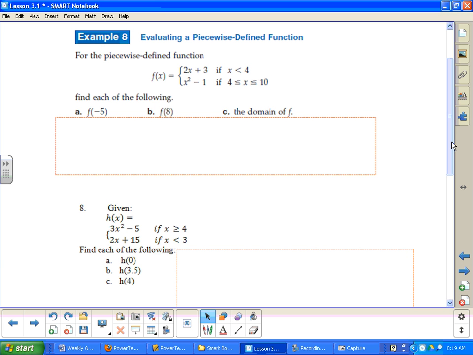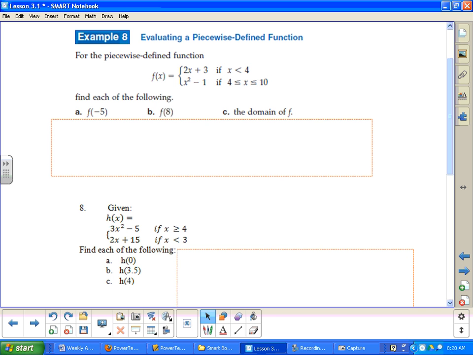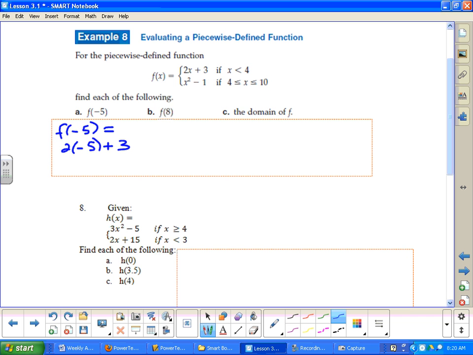So, all right, for letter A, it says to find f of negative 5. Right? So is negative 5 less than 4 or between 4 and 10? Okay, it's less than 4. So to find f of negative 5 then, I will do 2 times negative 5 plus 3. Okay? I only get one answer. I don't put it in both of them. I only put it in one where that restriction is there.